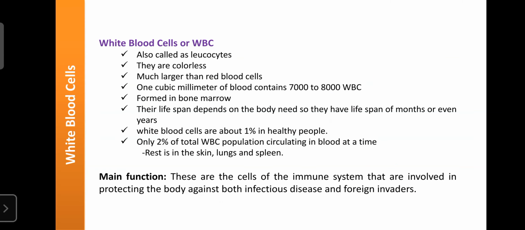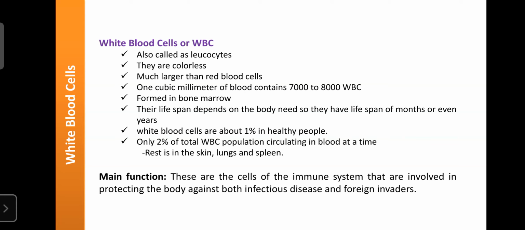So next one is the WBC, also known as leukocytes. Here, leuco means white or colorless. Unlike RBC, the WBC consists of a nucleus, and these cells are colorless. That is why they are known as white blood cells. Regarding the size of the WBC, they are larger than the RBC. But regarding the number, they are fewer compared to the RBC.